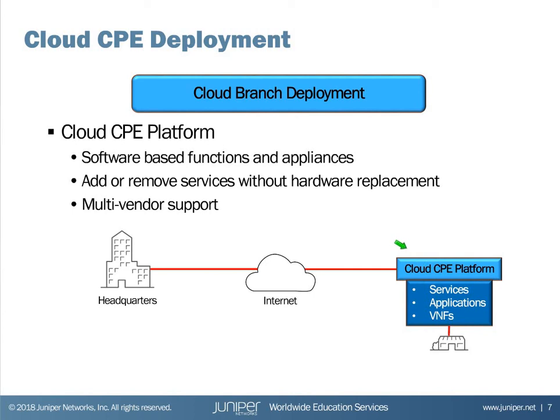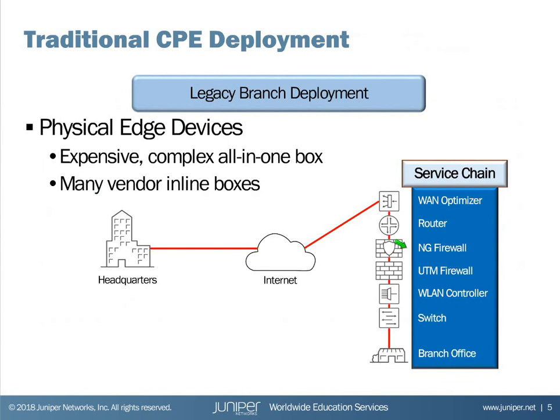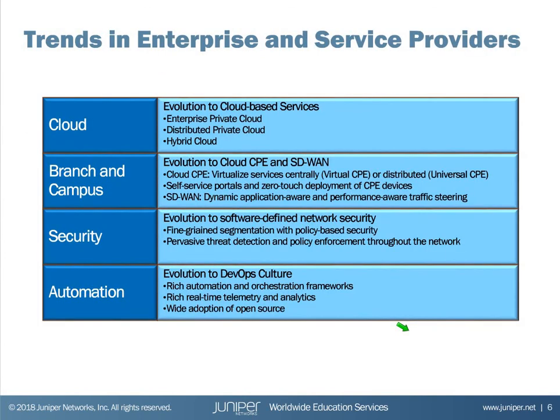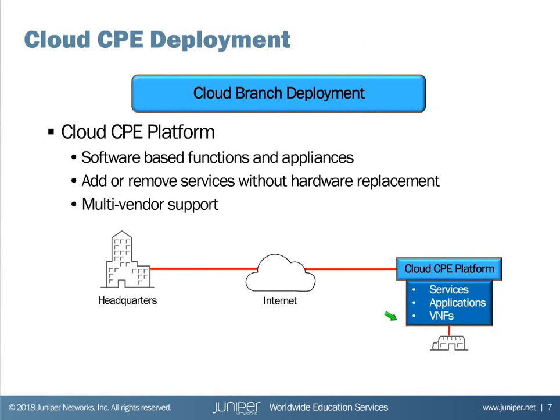And that if I can get all the services we saw a couple slides ago, all of this gaggle of appliances, if I can get all that stuff to run in a virtual machine format, then when my customer opens up a new branch, instead of shipping them a stack of boxes, I can ship them one. And it's called the Cloud Customer Premise Equipment Platform.